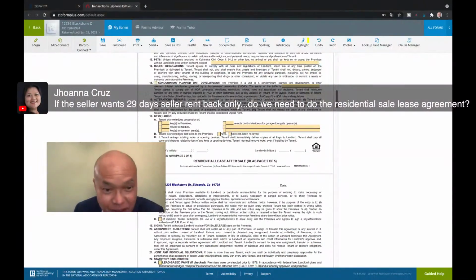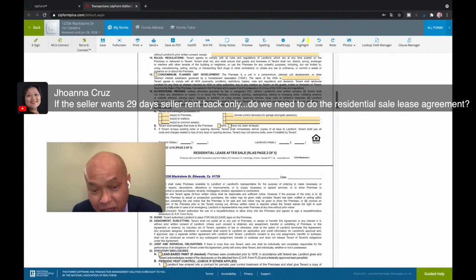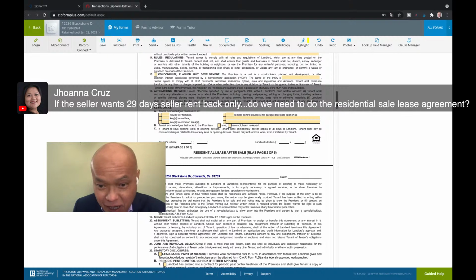All right, let's move on. Condominium plan unit development. Okay, this is standard. If it's a condo, go ahead and check this box. And then go ahead and insert the HOA name here, okay? And then the rest is standard provision.